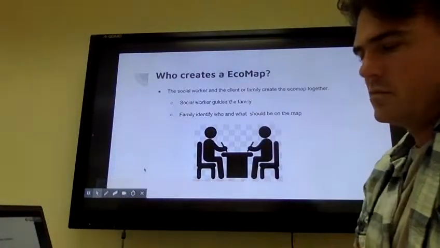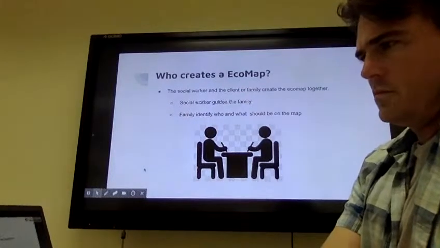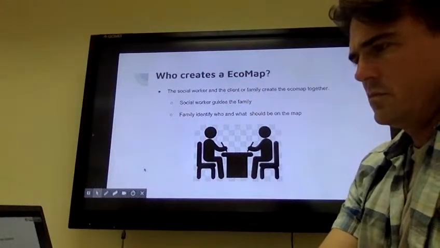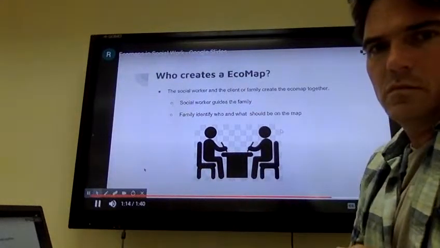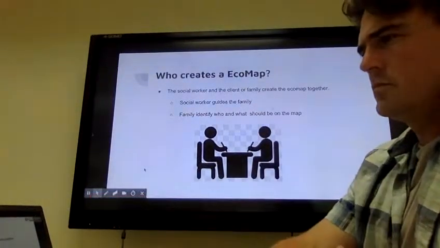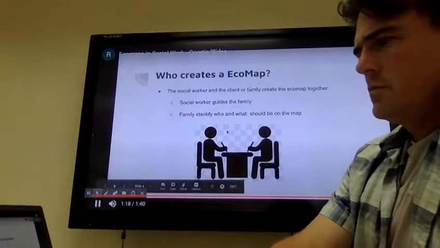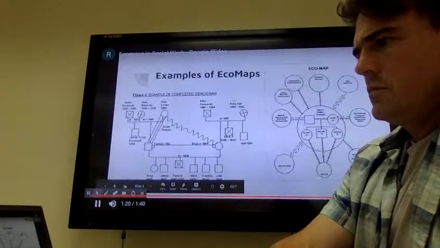And who creates an eco-map? The social worker and the client will create the eco-map together. The social worker explains what an eco-map is and guides the family to create the eco-map, but the family is the one who identifies who and what should be on the map.